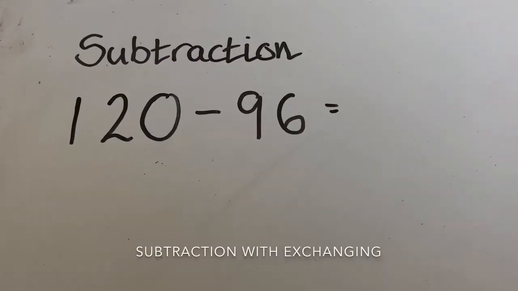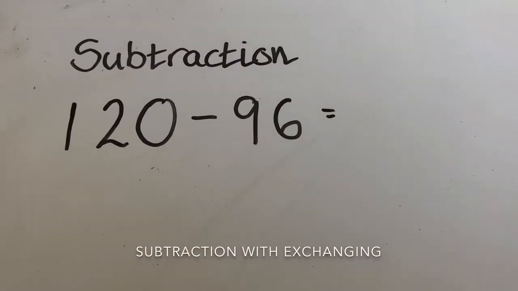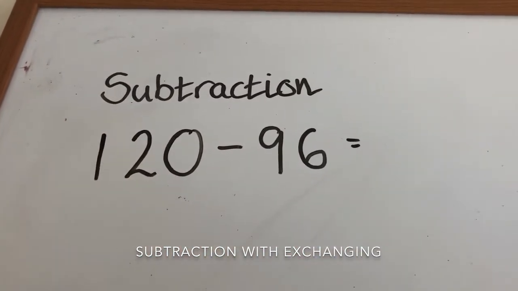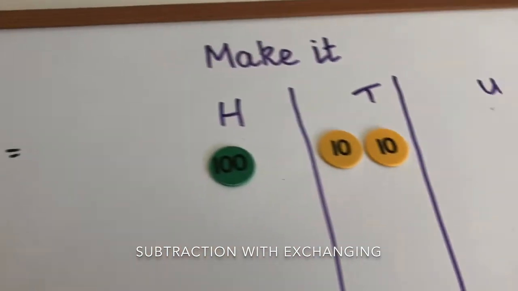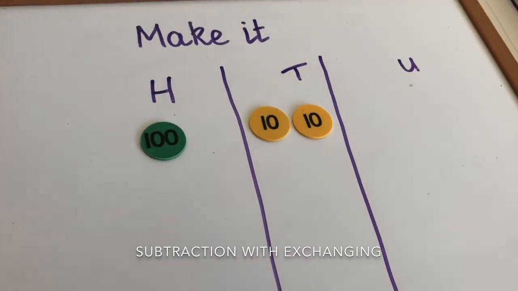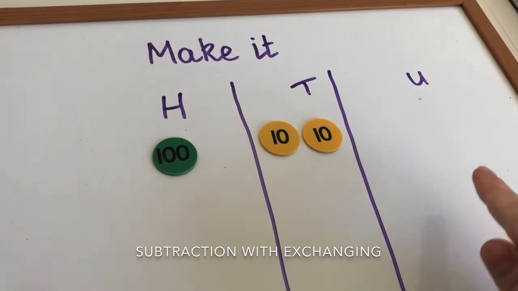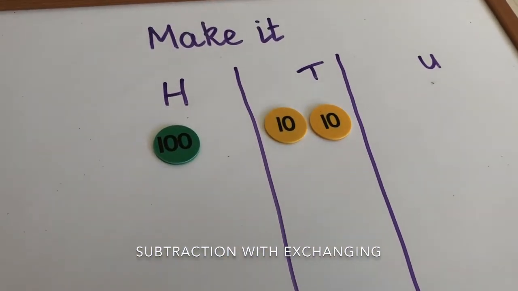The next thing we're going to look at is subtraction with exchanging. So we're going to try the question 120 take away 96. We're going to look at making it first. So as we come across to my place value board, you can see I have made 120 already. There's nothing in the units because in 120 there are no units.